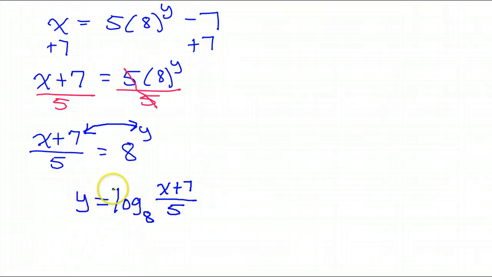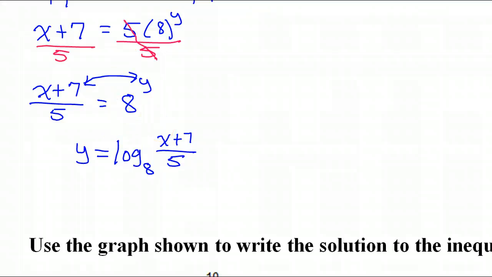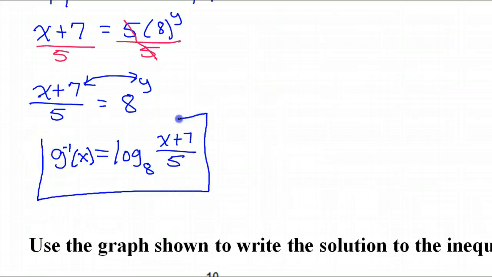So this is the answer, but this is supposed to be a g function, so let's put the g back in. Okay, so we will have g of x, and we will make the inverse by putting a little -1 on it. So that is the inverse function.